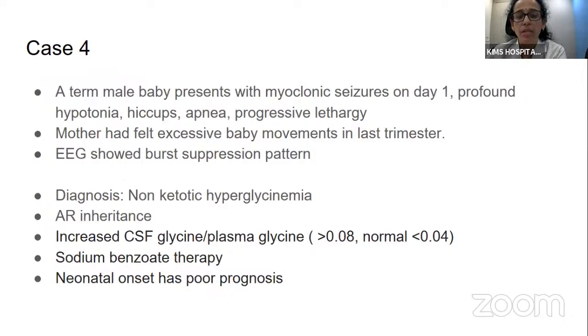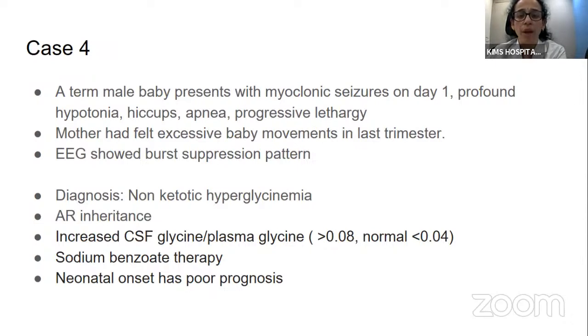A term male baby presents with myoclonic seizures on day 1 of life itself, with profound hypotonia, hiccups, apnea, and progressive lethargy. The mother felt excessive baby movements in the last trimester. So intrauterine presentation with seizures on day 1 of life itself, with EEG showing burst suppressive pattern, is suggestive of non-ketotic hyperglycinemia. It is inherited in an autosomal recessive manner.